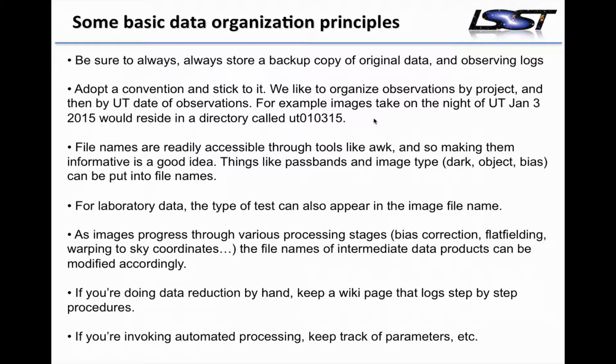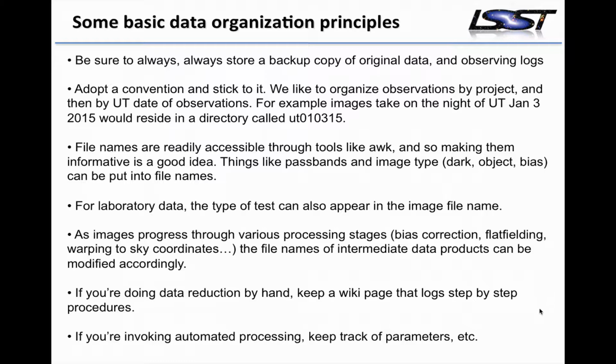The UT in front lets us have file directory and file names that don't start with numbers but with letters instead. Because you can get to the file names with tools like awk, making lists of subsets of images is easy to do if you include passband and image type in the file names. Included in the typical data that we take in the laboratory is the type of image that it is. Is it a flat, a dark, an iron 55 image, or what? And then, as I said earlier, as these images proceed through the image processing pipeline, intermediate data products can have file names that are modified according to what stage they're at.